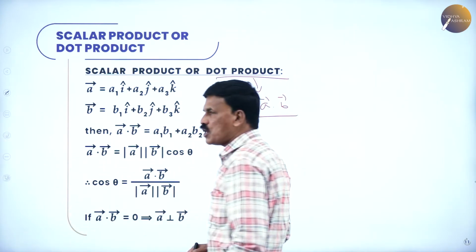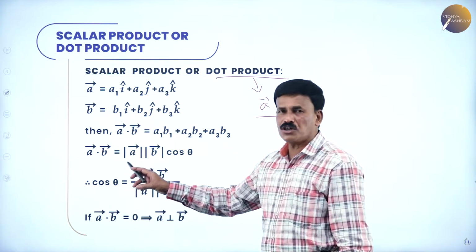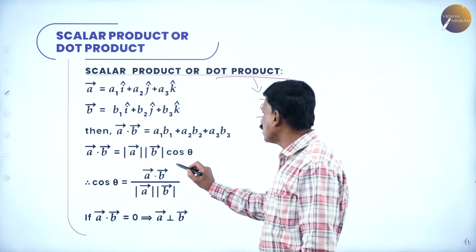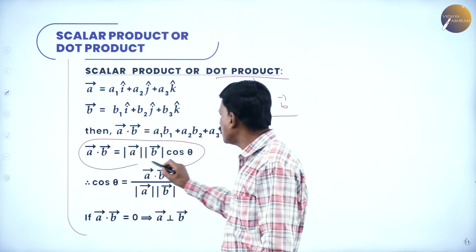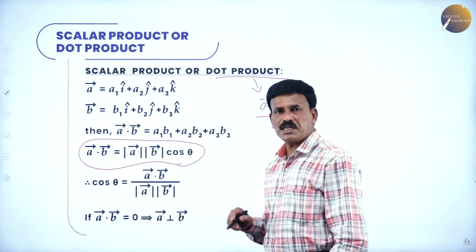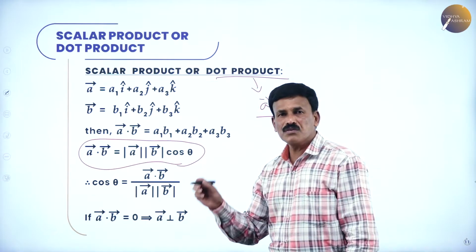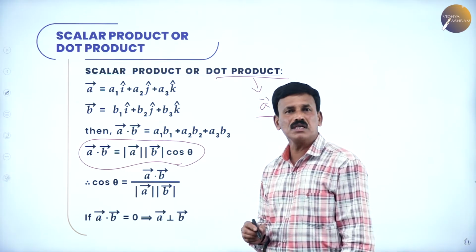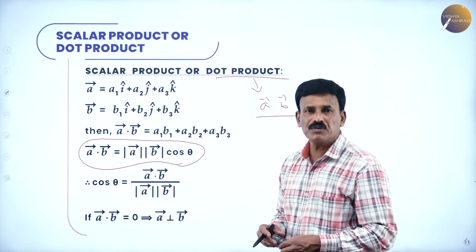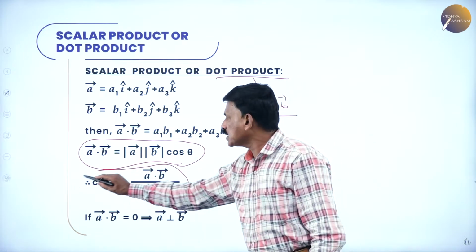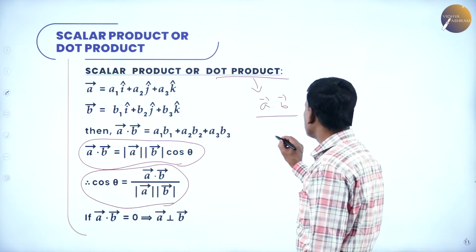So, therefore, the dot product can also be written as A dot B is equal to length of vector A into length of vector B into cosine of angle theta. This is a very important formula indeed. So, A dot B is equal to length of A into length of B into cos theta. If you want to find the angle between the vectors A and B, it is given by cos theta is equal to vector A dot B divided by length of A into length of B.